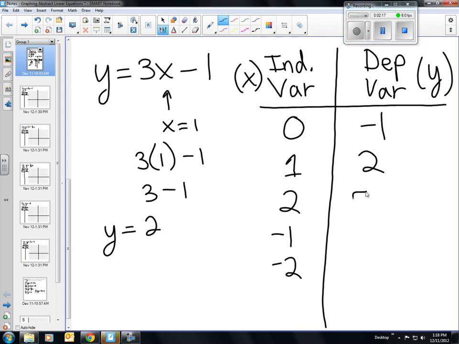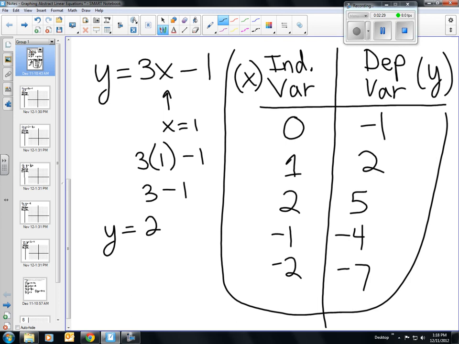Here, when x is 2, y is 5. When x is negative 1, y is negative 4. And when x is negative 2, y is negative 7. So that would be a chart of 5 values that make this equation true, or 5 solutions. Now, that's part A.